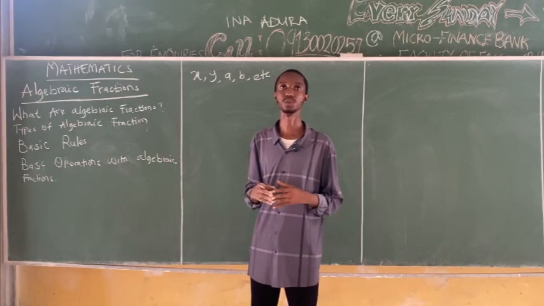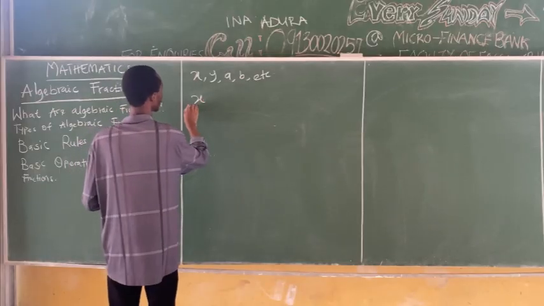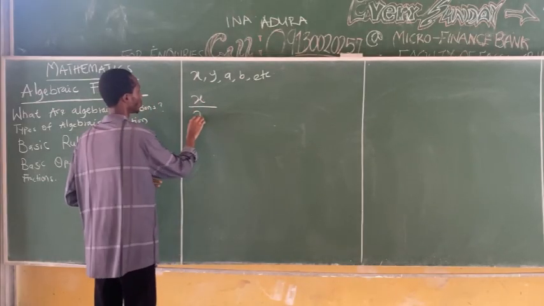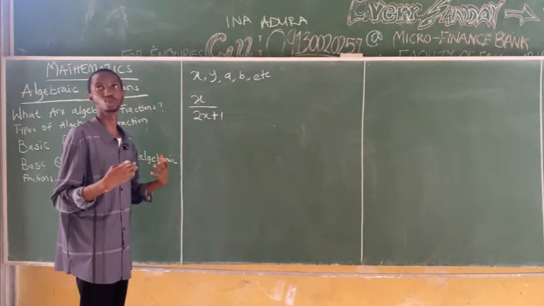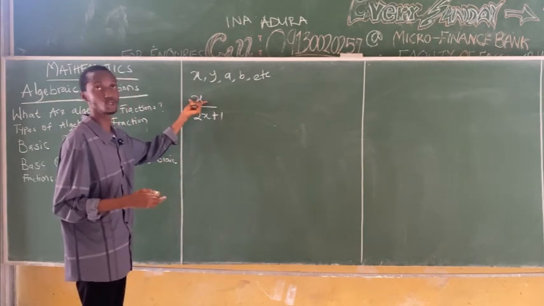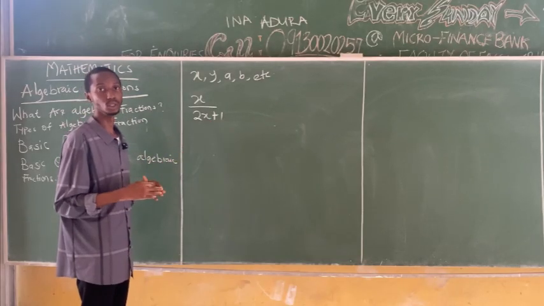We have examples of algebraic fractions. We have x over 2x plus 1. This is an example of an algebraic fraction. X here is the numerator and 2x plus 1 here is the denominator.